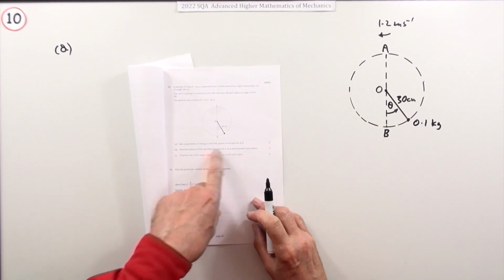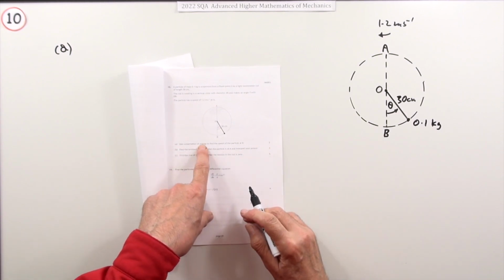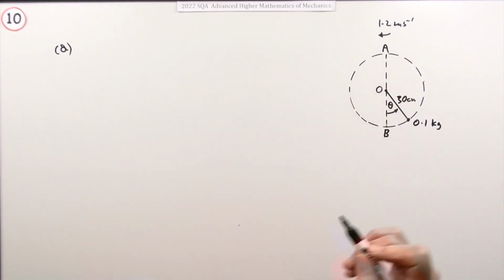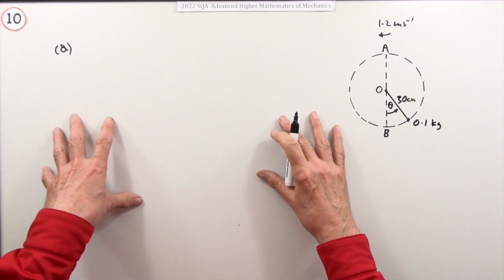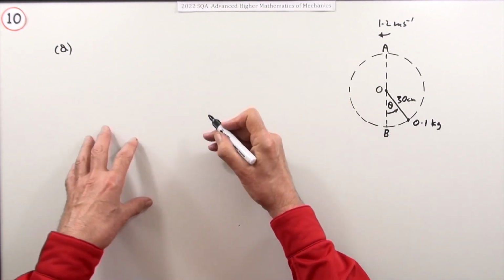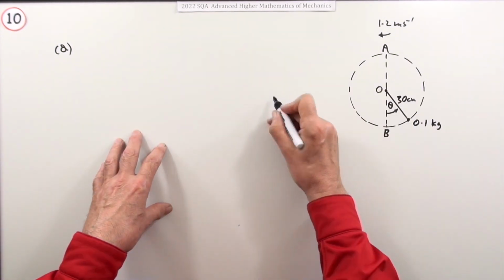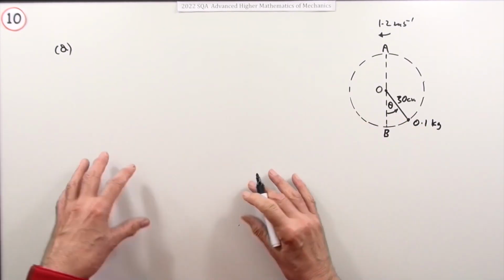And part A for 2 marks, using conservation of energy, find the speed of the particle at the bottom. If it's 1.2 at the top, what's it at the bottom? Well, conservation of energy. Now, it depends on notation. What do you put down? Do you put down KE and PE, or do you put E with a small k? It depends on the notation.